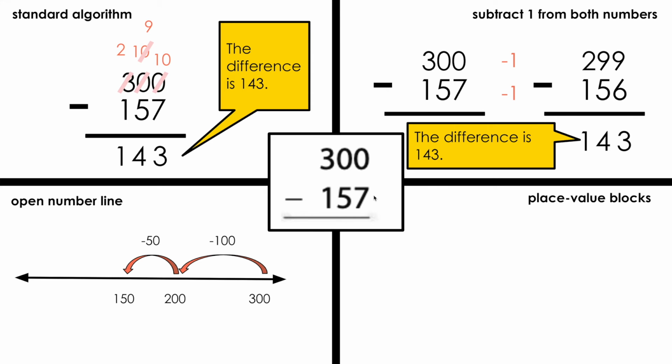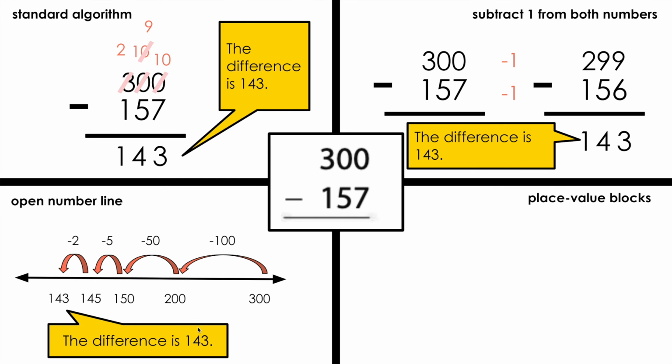We can break up the 7 into 5 and 2. So we can use mental math. 150, and let's subtract 5. That is 145. Now let's subtract 2 because 5 and 2 make this 7 here. 145, and let's subtract 2 more. That will give us 143. The difference is 143. Lastly, let's use place value blocks.